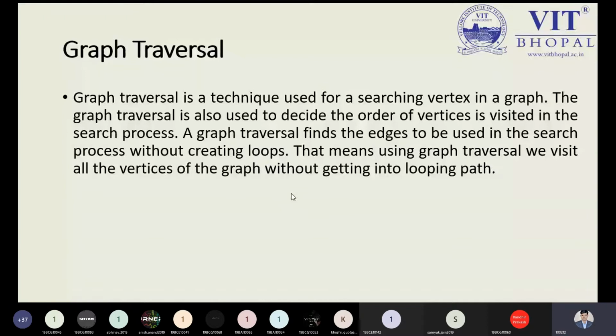In graph traversal, we visit all the vertices of the graph without getting into a looping path. This is the point we need to keep in mind, as I said. On a graph, a loop is applicable, but while visiting all the nodes in graph traversal, a loop is not applicable. A loop will not be allowed here. So graph traversal is the most important part. Shall I continue, or do you have any idea right now what is meant by graph traversal?